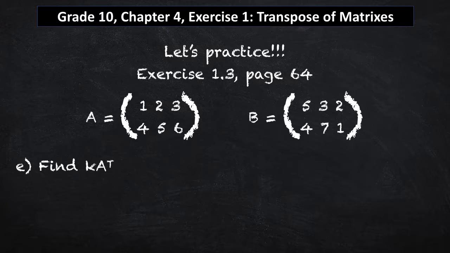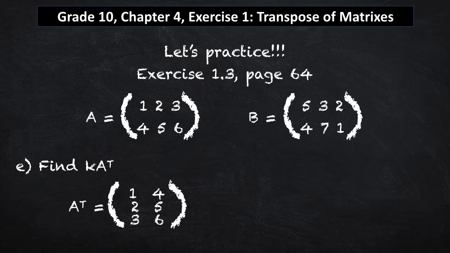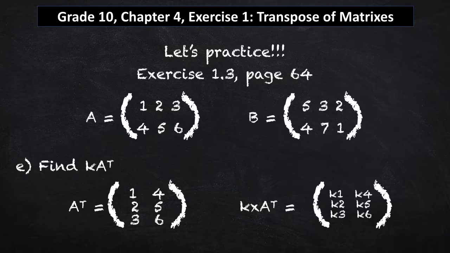Now we have to find K that multiplies the transpose of A. So first we write the transpose of A, and then we multiply the transpose of A by the constant K. So we multiply every element of the matrix transpose A by the constant K. So this is the result.